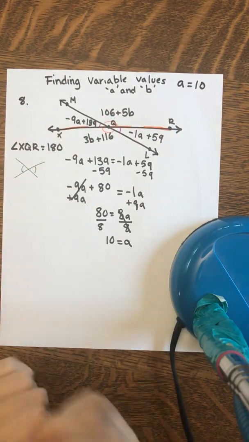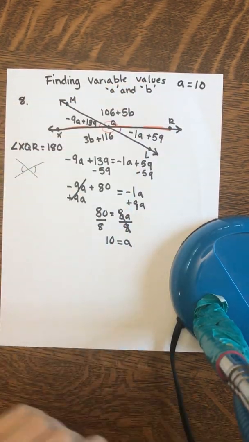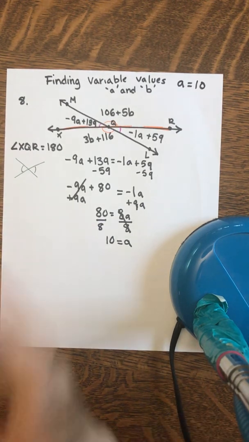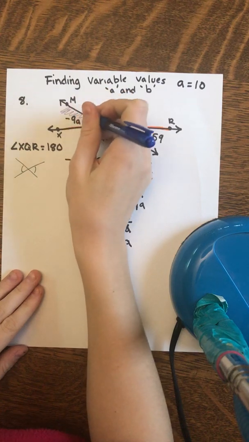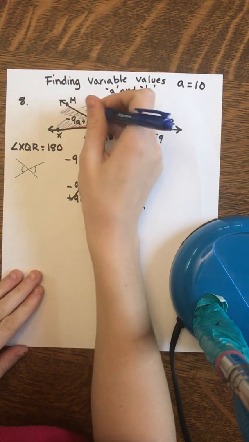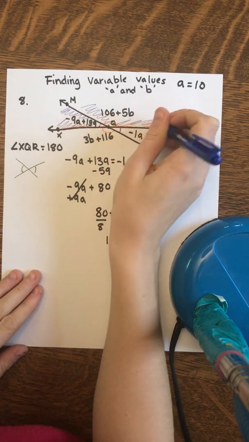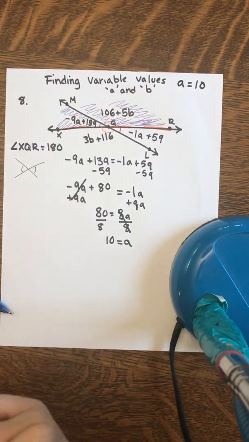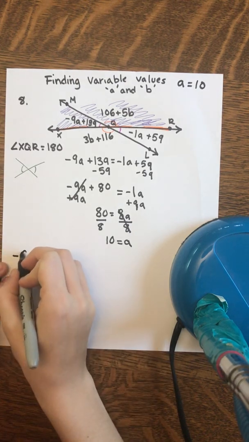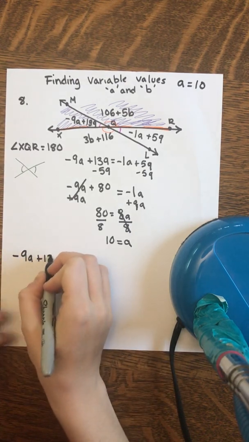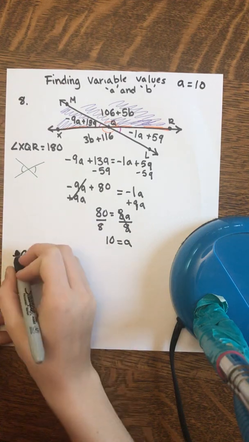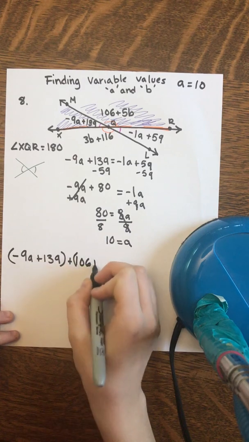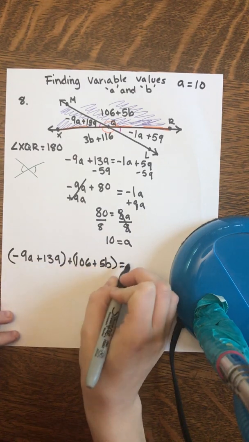this angle, I'm going to color it. You know what, that's not a good color. Let me grab another color. Let's grab the blue. I'm going to show you which angles are supplementary. This blue one and this blue one. They add up to 180 degrees. So I am going to create an equation. Negative 9a plus 139 plus 106 plus 5b equals 180.